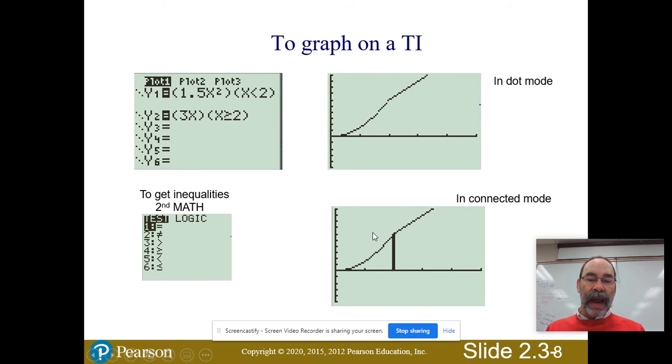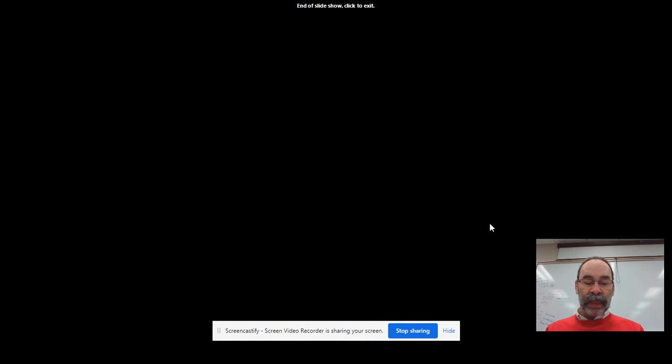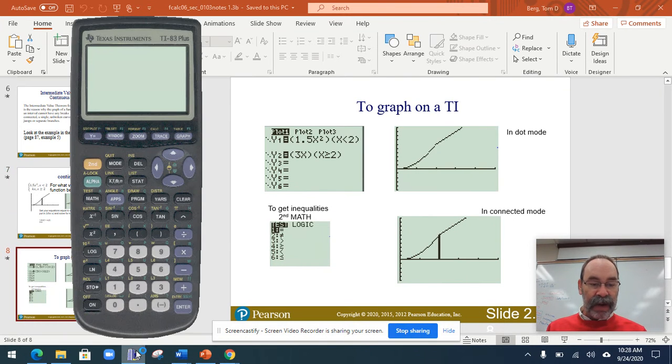Okay, but that's how you graph on the graphing calculator these piecewise functions. You put the function in one set of parentheses and you put your domain in the other set of parentheses. And to get your inequality signs, that's second math, and then under test you go down and choose which one you want to choose. Okay? So equals, not equal to, greater than or equal to, less than or equal to, be able to go through and do that.